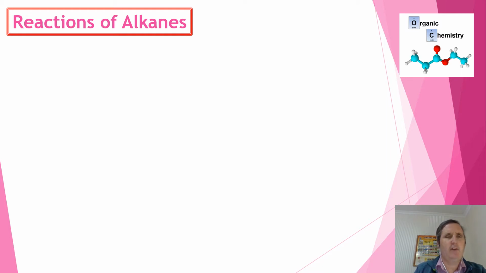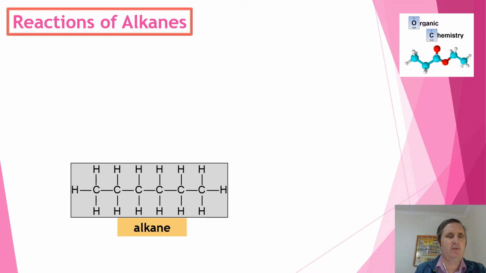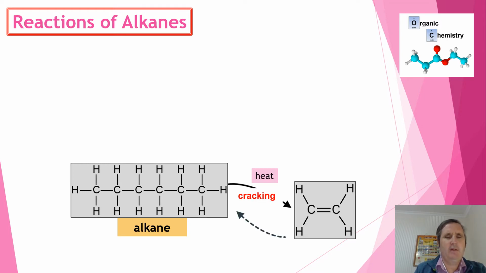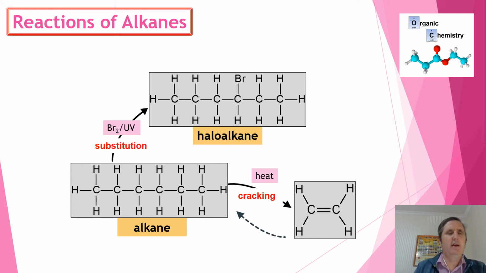Okay, reactions of alkanes. We'll just quickly go over, there's just two that might be useful when we do this level 3 course on organic chemistry. That is the cracking reaction, when an alkane is heated and it's broken up into alkenes and smaller alkanes, and a substitution reaction, where a dihalogen is added to an alkyl or alkane chain and produces a haloalkane. So we'll just look at those two.